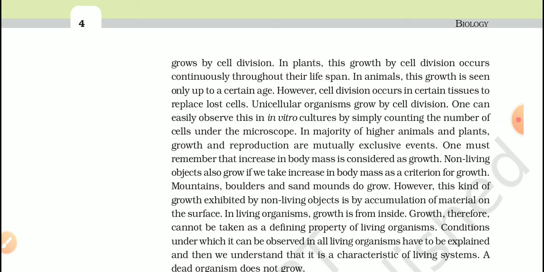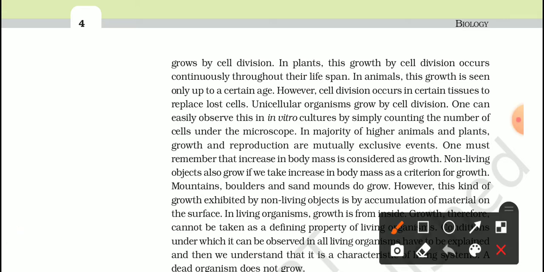In the majority of higher animals and plants, growth and reproduction are mutually exclusive events. We know this in humans also, as humans are higher animals. In our case, it is observed that growth and reproduction are mutually exclusive events. They are different events. Whereas if you compare this with simple unicellular organisms, then growth and reproduction are mutually inclusive events. That means we cannot say that growth and reproduction are different or exclusive events in those organisms.